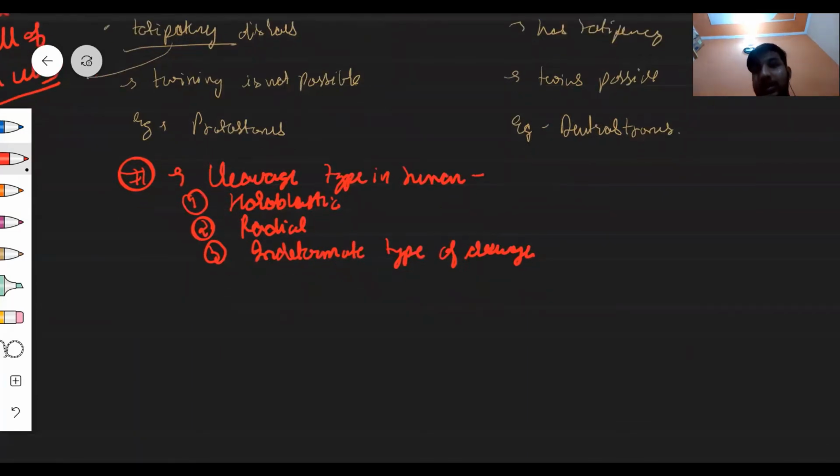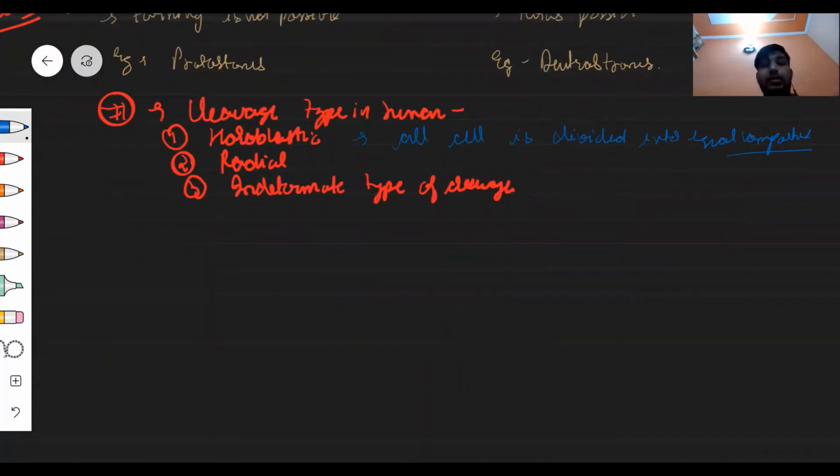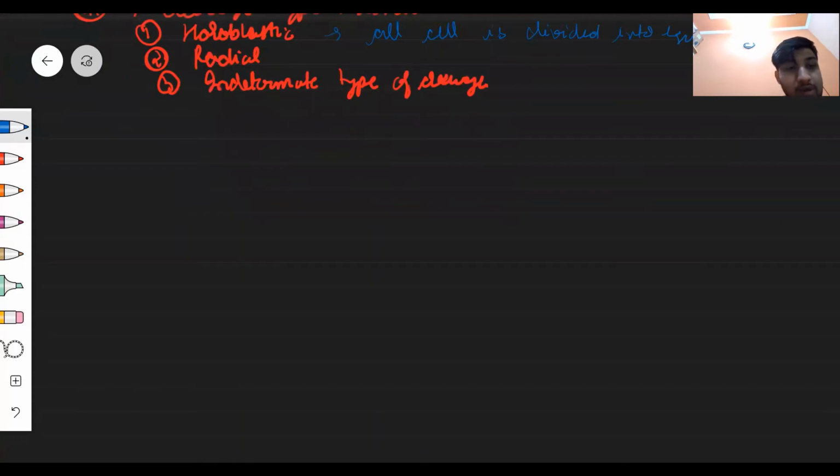What is the holoblastic? That the whole cell, all the cell, is divided into equal compartments. And radial is the radial symmetry. It is dividing at the vertical, then horizontal. I will show you how the cell is divided, and there is one more point, the arithmetic progression.